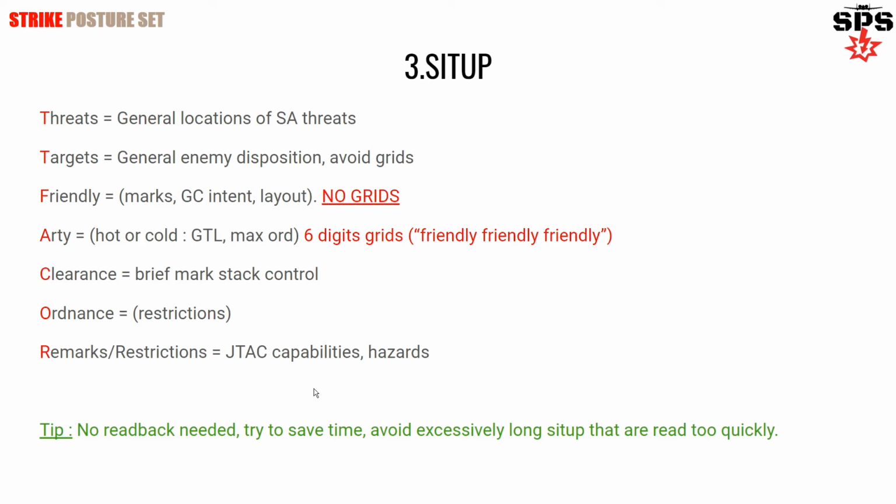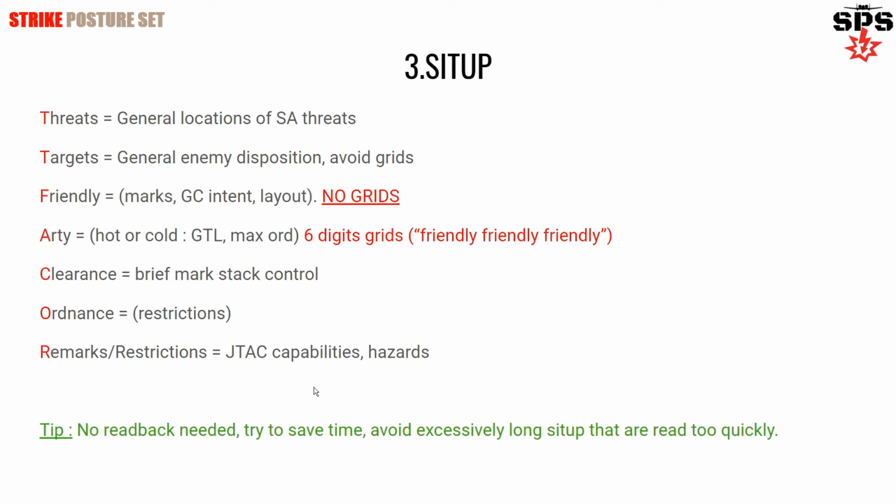Then you have RT. You have to state if it's hot or cold with the gun to target line, and max ordinate if you have one. And if you need to give the firing position, just give 6 digits and state friendly, friendly, friendly prior to giving it. That's a requirement when you give friendly grids. So usually that's for the pilot here.